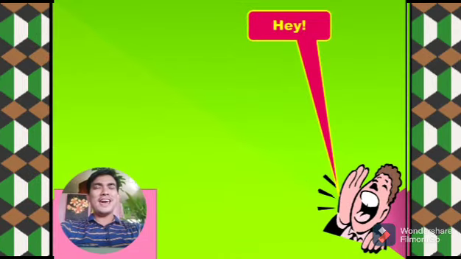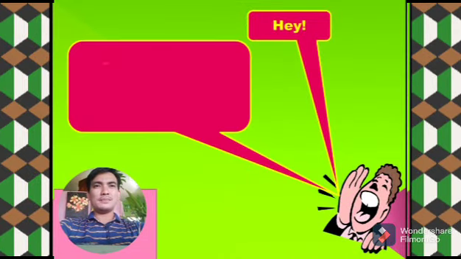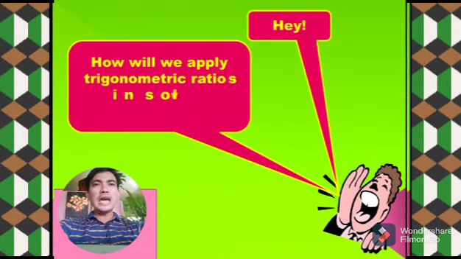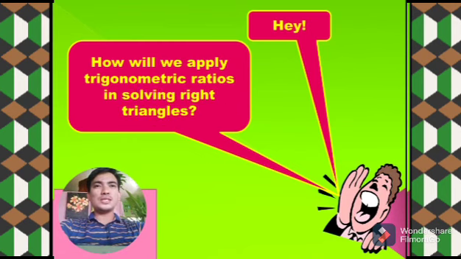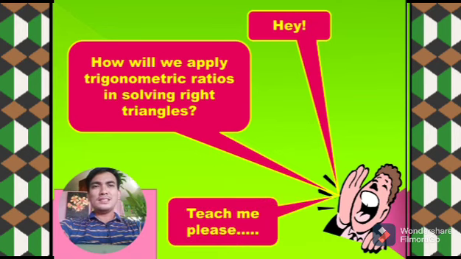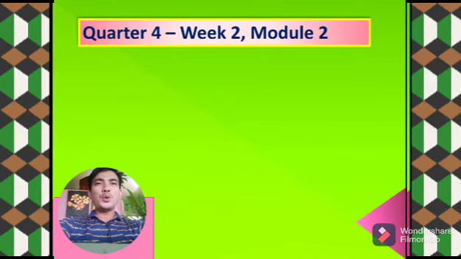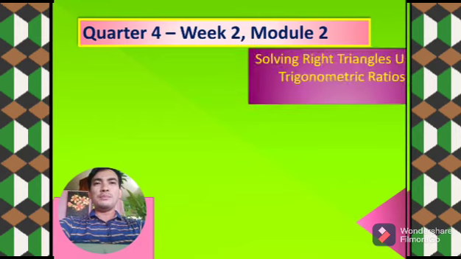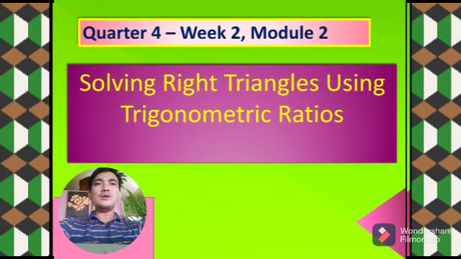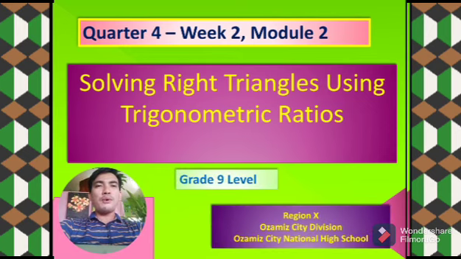Somebody says, hey, let's take a look. How will we apply trigonometric ratios in solving right triangle? That could be a question. And he said, teach me please. Let's find it out. That's why today, we have quarter 4, week 2, module 2. We'll be discussing solving right triangles using trigonometric ratios. This would be for the grade 9 level.